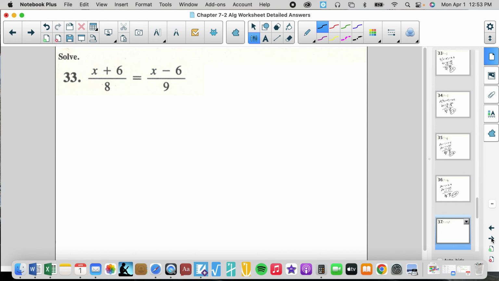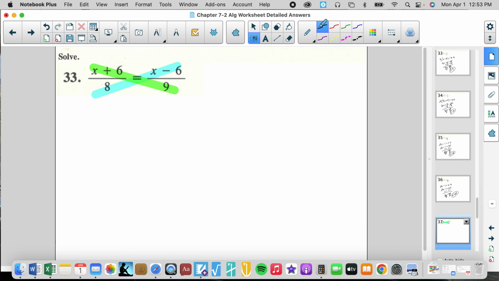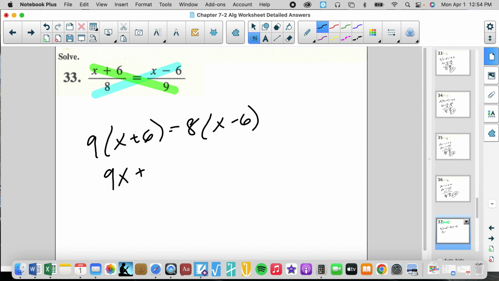Now this is good. So we got multiple variables. We got variables on both sides. So what number plus 6 over 8 equals what number minus 6 over 9? Or 9 times the quantity x plus 6 equals 8 times the quantity x minus 6. 9x plus 6 times 9 is 54. 8x minus 6 times 8 is 48.